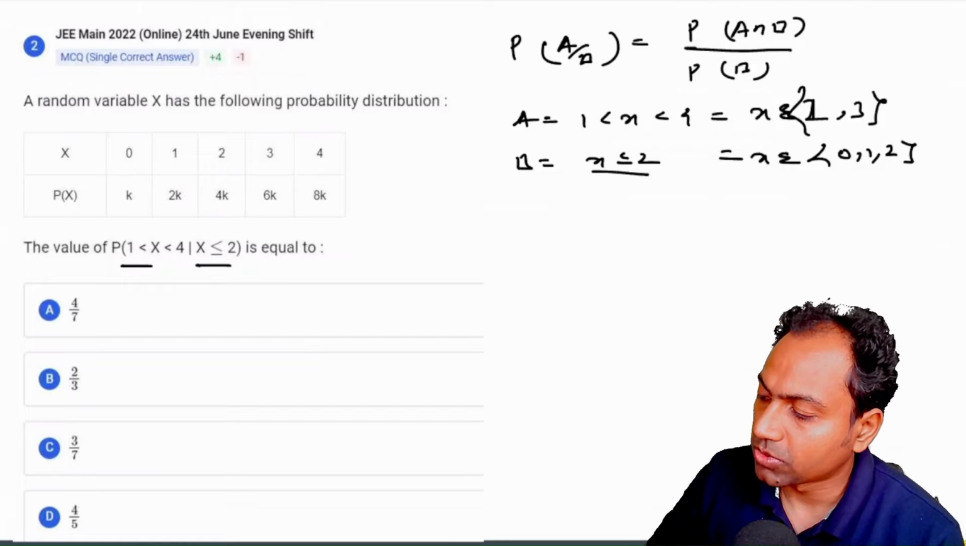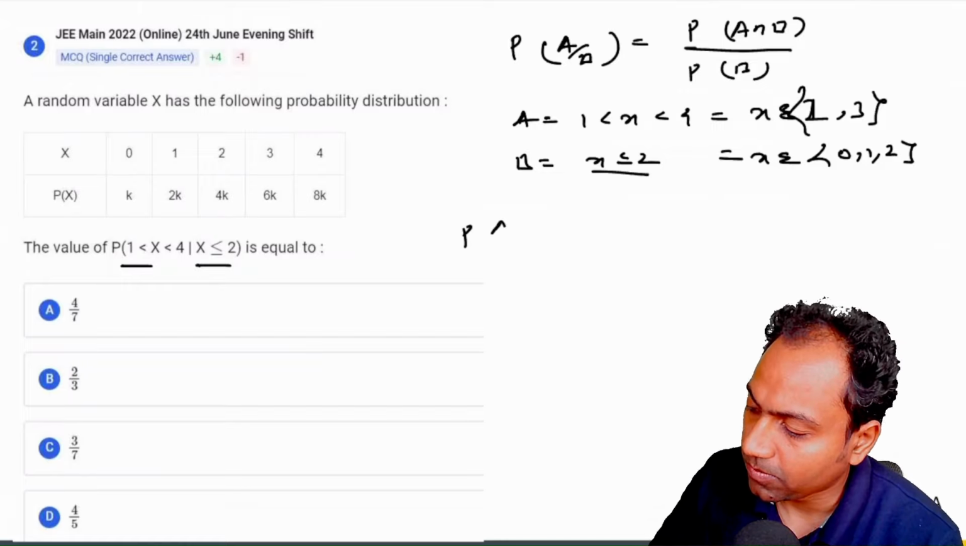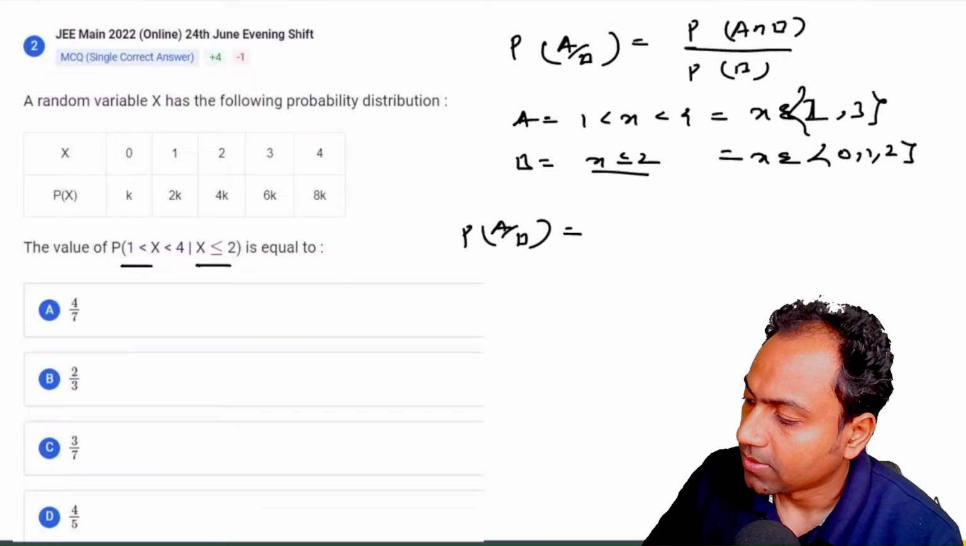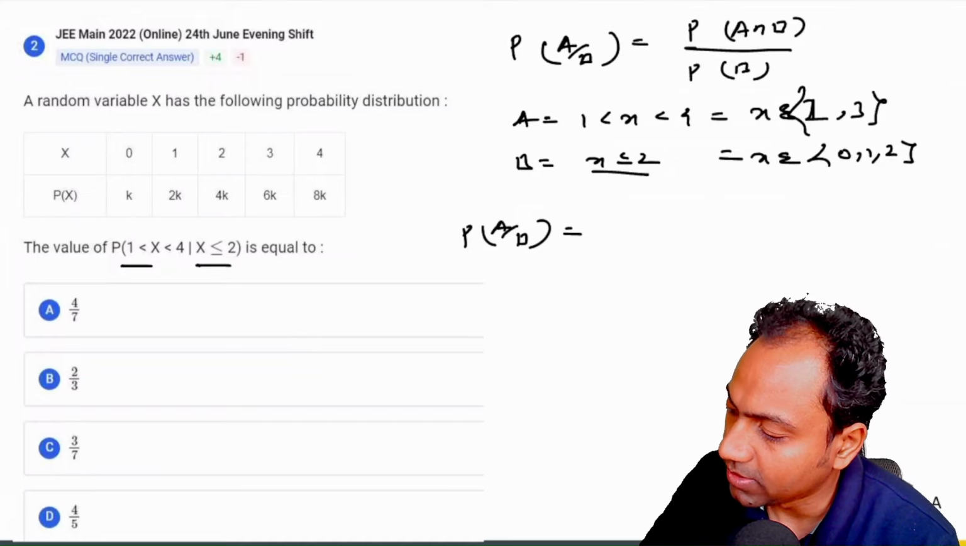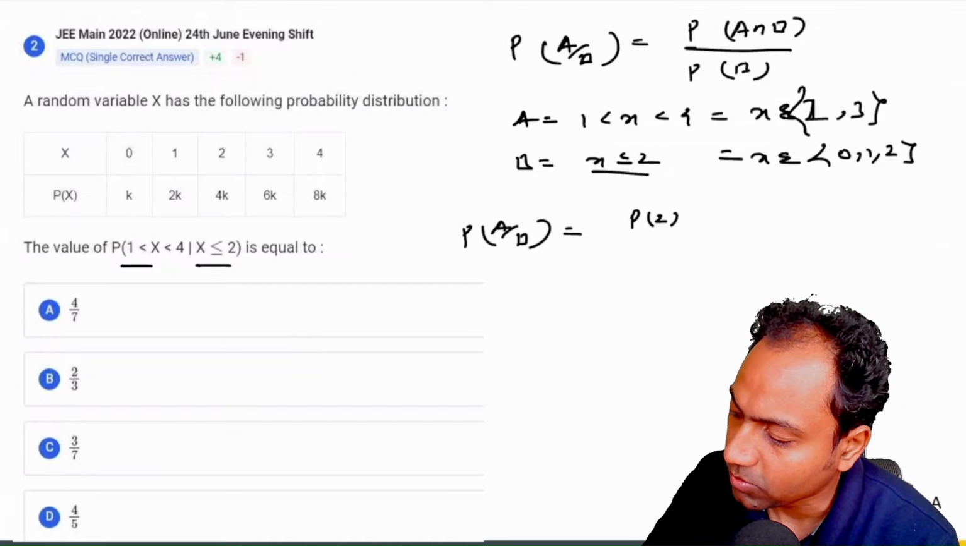So now the question becomes very simple. If you apply the formula of P(A by B), in the numerator we have A ∩ B. If I take the intersection of both of these, the only intersection point is 2. So here I will have to write the probability of 2.